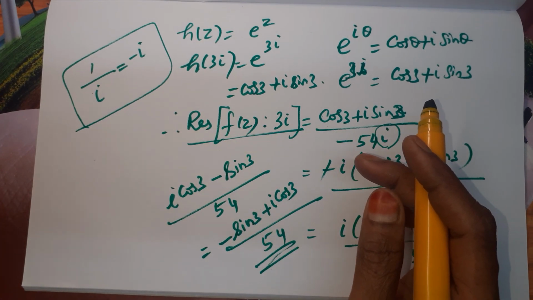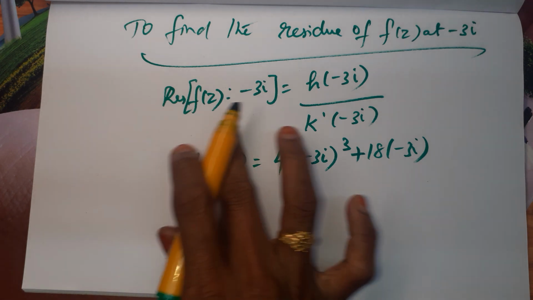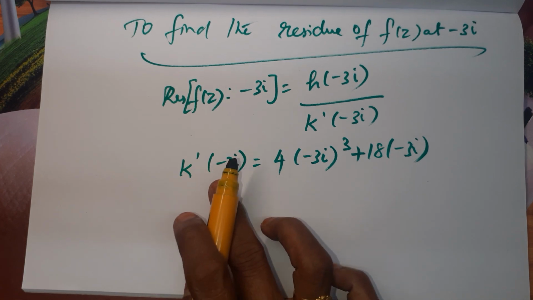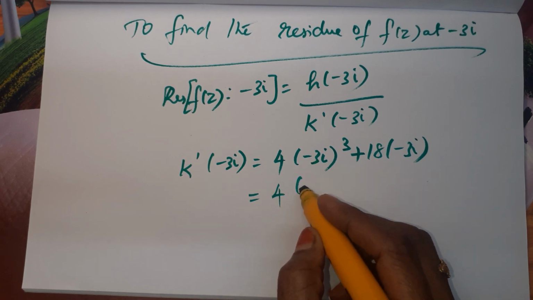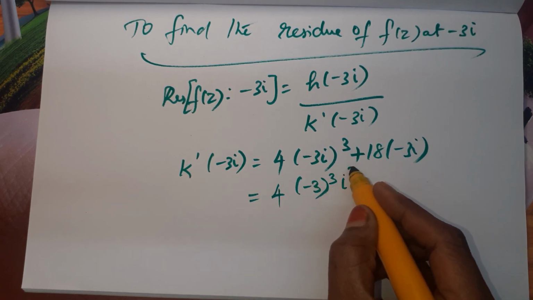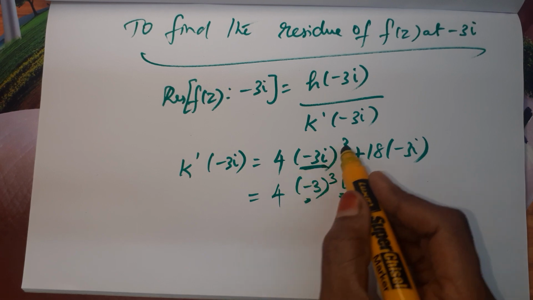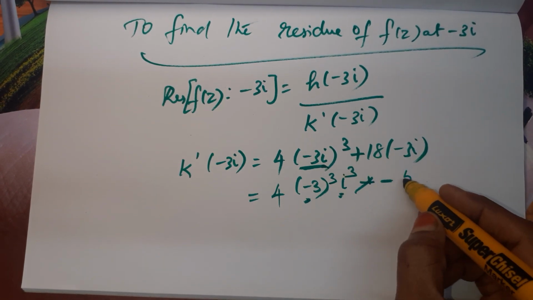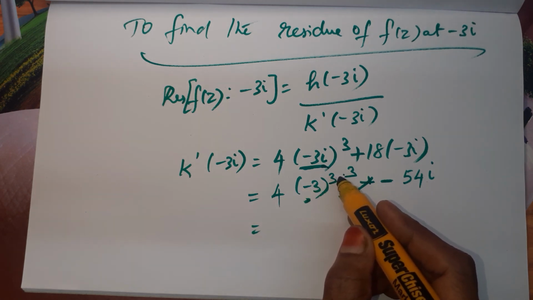What is the next pole we have? Minus 3i, right? So next we are going to find the residue of f of z at the pole minus 3i. The same formula, h of minus 3i by k dash of minus 3i. Already we got k dash of z. In that I have replaced z by minus 3i. This is equal to 4 into, this can be rewritten as minus 3 the whole power 3 into i power 3. I have split this into minus 3 separately and i separately. So minus 3 the whole power 3, i power 3, this is plus into minus 54i.